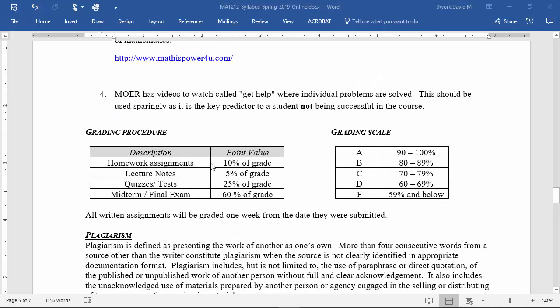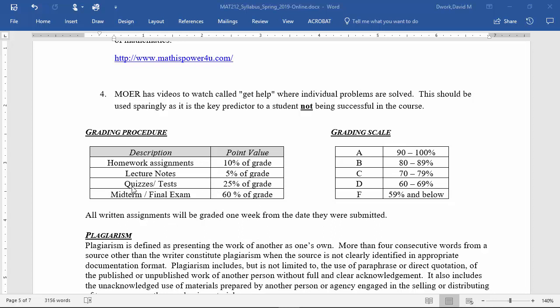Grading. You get 10% of your grade for doing homework, 5% for doing lecture notes. So make sure you're filling out those notes and posting pictures into OneNote. Quizzes and tests are 25% of your grade. Midterm and final are 60% of your grade. Those are 30% each, 30% midterm, 30% final.